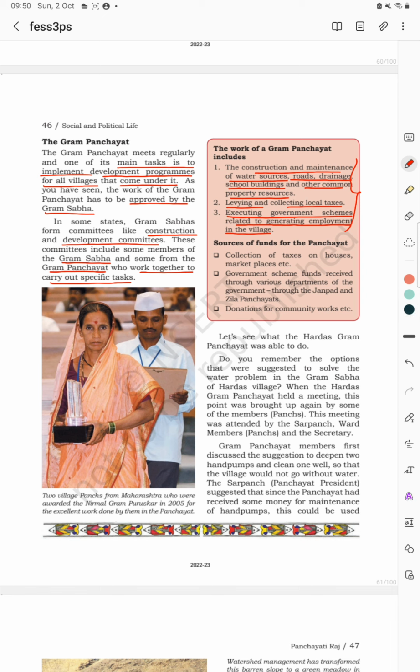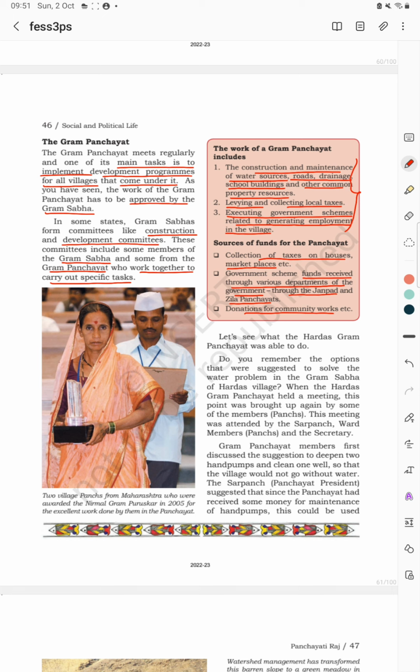Now, from where do the funds of the Panchayat come? Collection of taxes on houses and marketplaces, government scheme funds received through various departments of the government, through the Janpad and Jila Panchayat, and donations for community works. Basically, they levy their own taxes like house tax and market tax. They receive funds from the government for various schemes, and they receive donations.